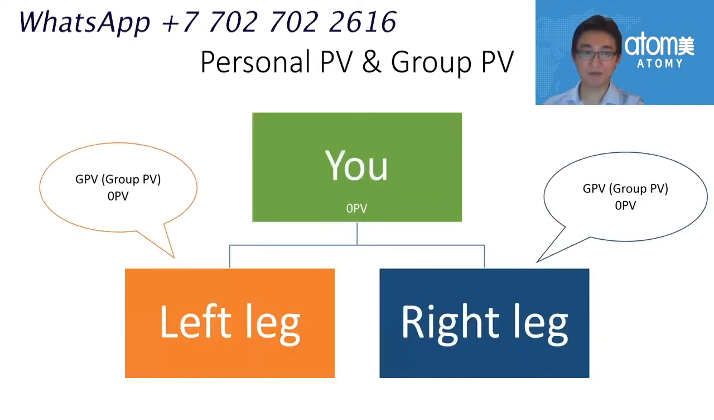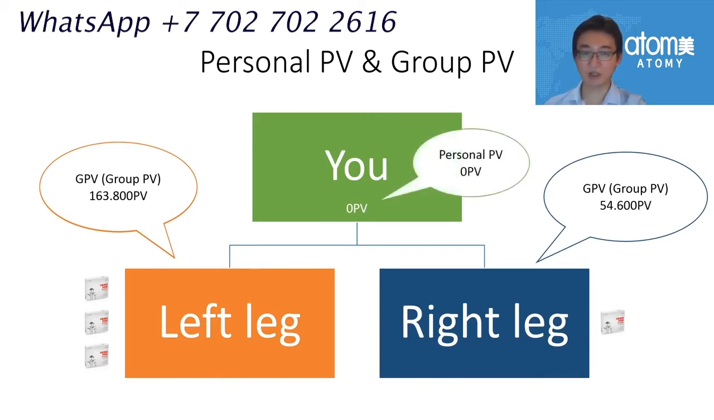Also, there are two types of PV, personal PV and group PV. Personal PV can only be accumulated and can never be nullified. Every purchase you make under your account adds to your personal PV amount. And every purchase your partners make adds to your group PV amount. Let's say on your left leg, somebody bought a Hemohim and another one and another one. That way you have 163,800 PV. And on your right leg, somebody else bought one Hemohim. That way you have some group PV in your right leg as well. And your personal PV right now equals 0.